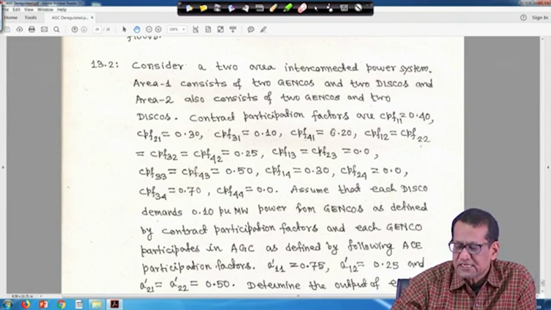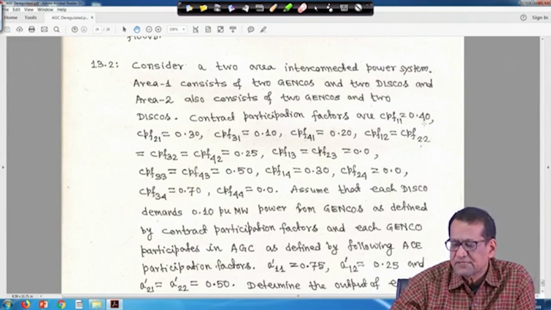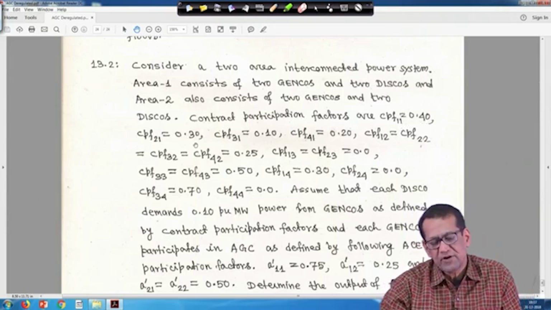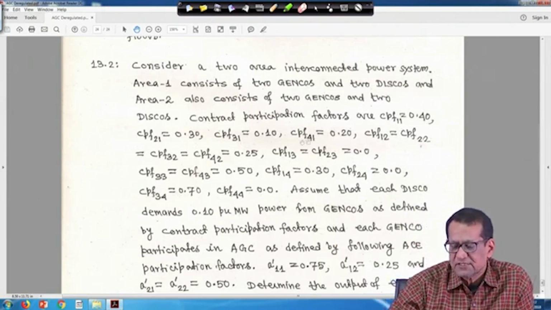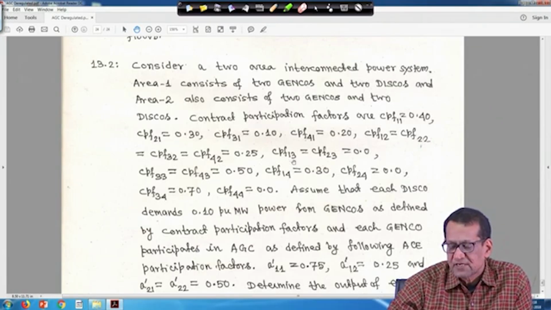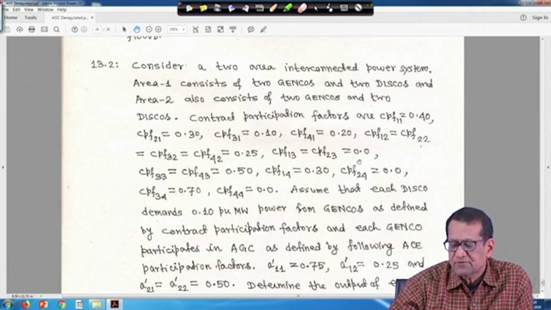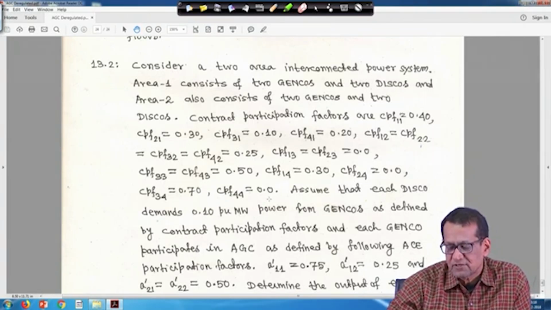Contract participation factors are given: CPF 11 is 0.4, CPF 21 0.3, CPF 31 0.1, CPF 41 0.2, and CPF 12 is equal to CPF 22 is equal to CPF 32 is equal to CPF 42 is equal to 0.25. Now, CPF 13 is equal to CPF 23 is 0.0, CPF 33 is equal to CPF 43 is 0.5, CPF 14 is 0.3, CPF 24 is 0.0 and CPF 34 is equal to 0.7, CPF 44 is 0, right.